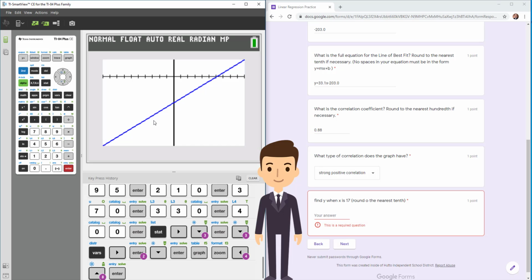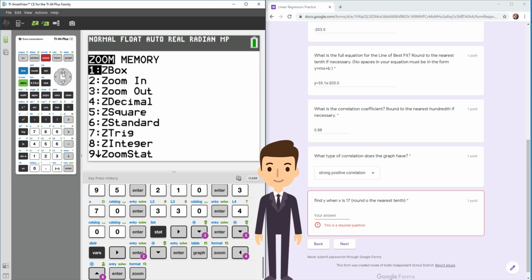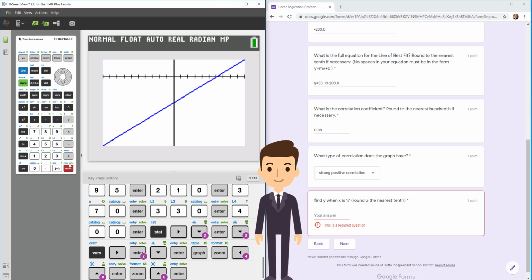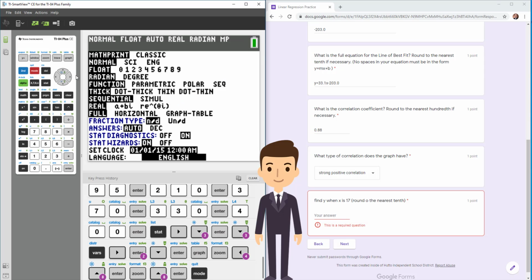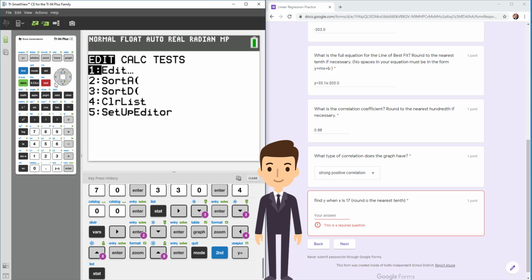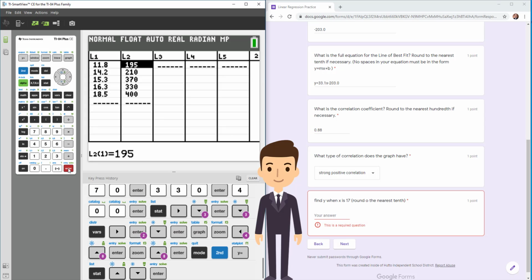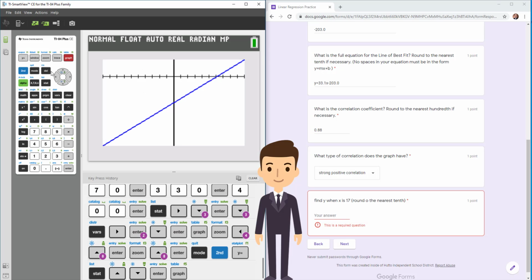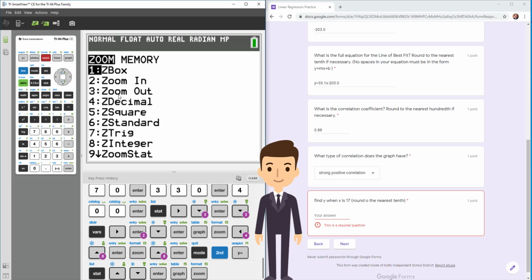And why did that not work? Zoom fit, enter. Mode, did I turn on? I know I turned on my stat diagnostics. Did I remember to turn on my stat plot? I did. So why are my points not there? StatsCalc, let's see. Enter. Hold on a sec. Let me see what happened. I'm going to zoom way out.